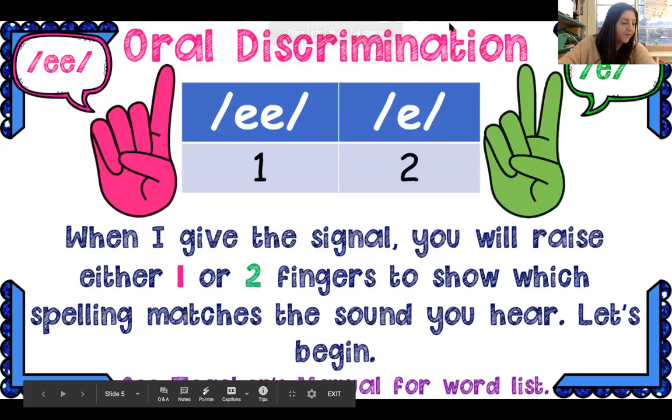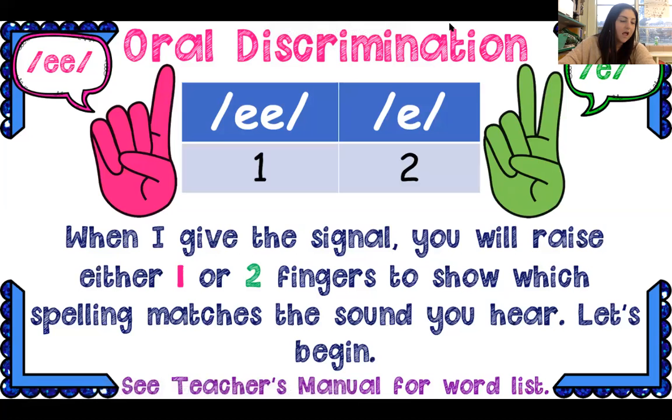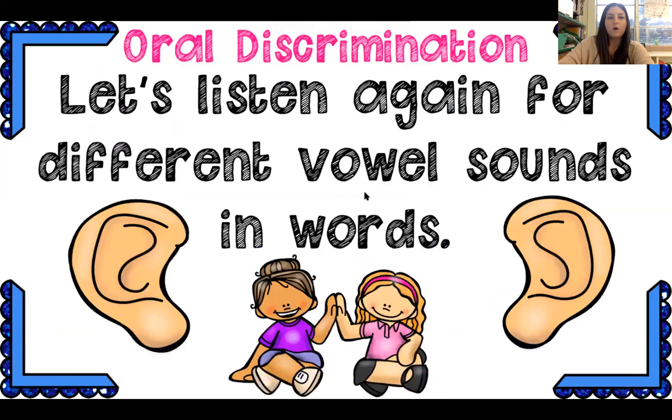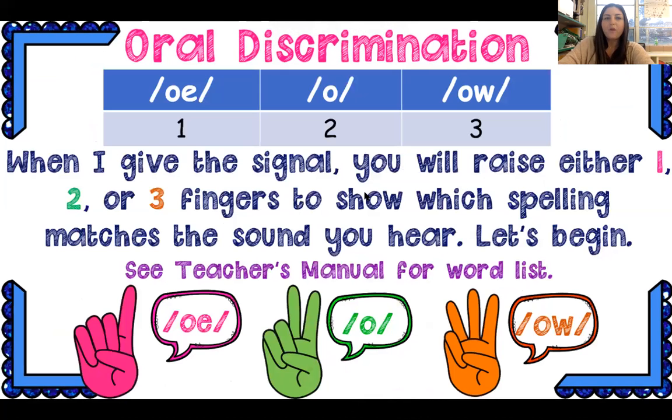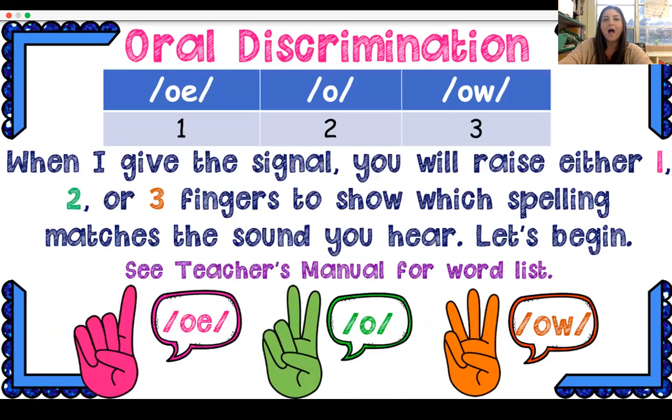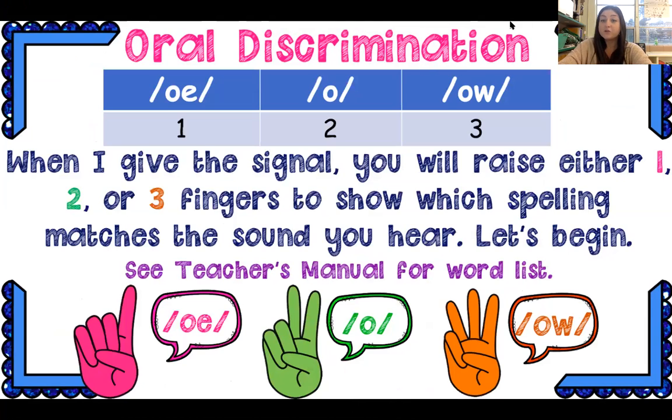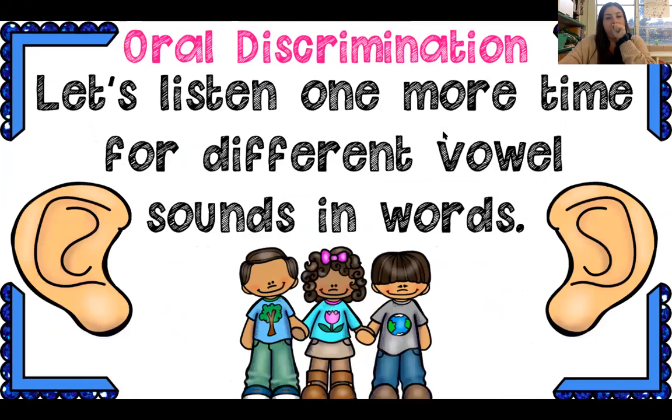Next one we're going to be working on is our O, ah, or ow. So we have 3 choices this time. O, ah, ow. Here we go. In the first one, show. Is it O, ah, ow? Show. Oh, I hear the O sound.